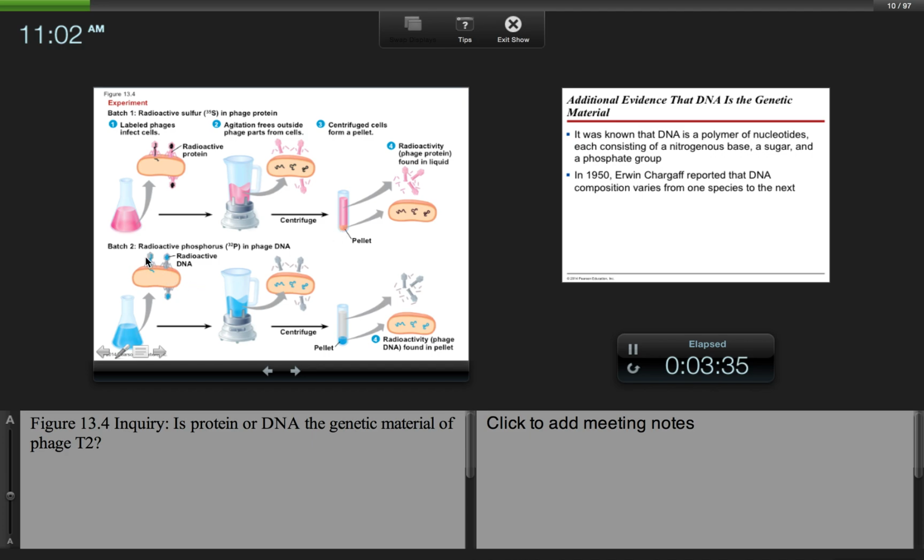Now, their second batch, they radioactively labeled phosphorus. Phosphorus, as you know, is found in DNA. It's found in the sugar phosphate backbone of the DNA. So they allowed the phage to infect the bacteria. They ran it through a centrifuge. A little pellet formed at the bottom, and the pellet was radioactively labeled. What that told them was that it was the DNA that entered the bacterial cell. So they concluded that it was the DNA that was the transforming agent, the genetic material.